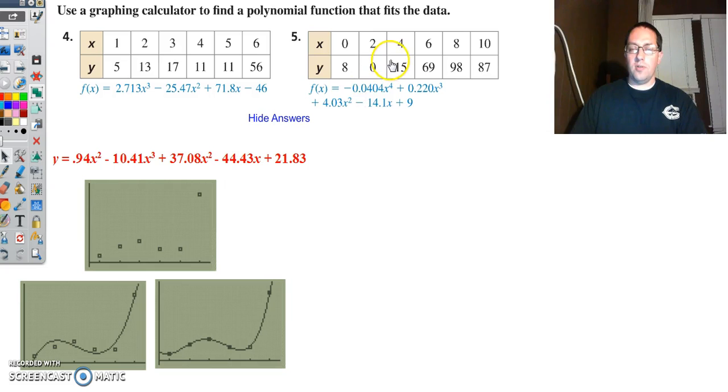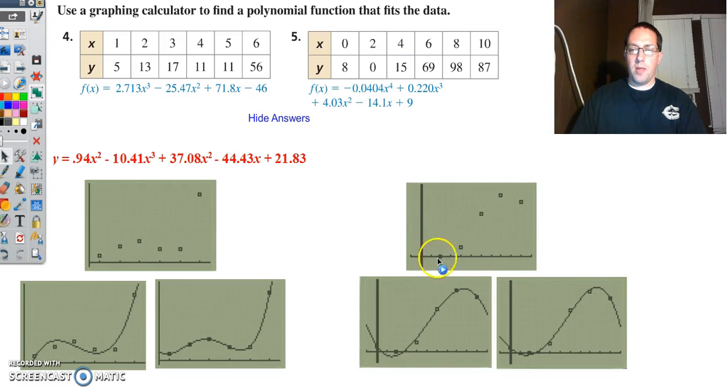And for function number 5 here, here's the raw data. Here's a cubic function. Here's a quartic function. So you see this does match it quite a bit better. So there's our answer there. And that's really all there is to it. You take the data, try doing the finite differences. If that doesn't work, then just do a regression equation. Try it with cubic, try it with quadratic, try it with quartic, see what fits best.